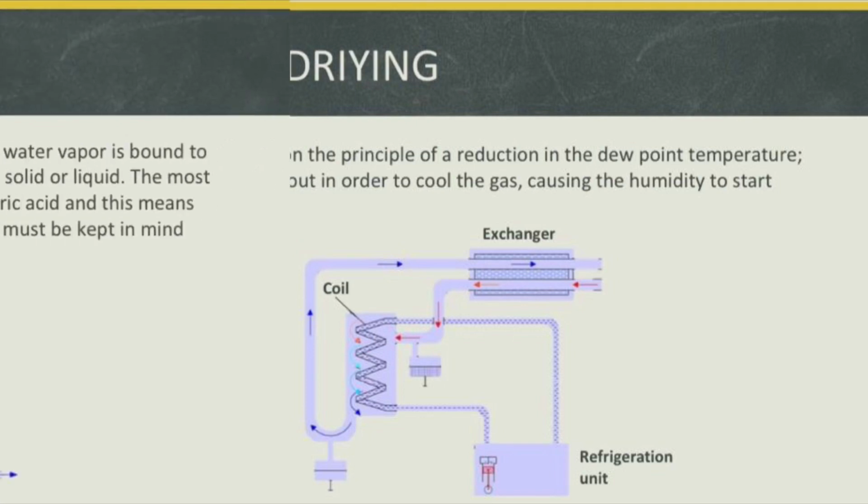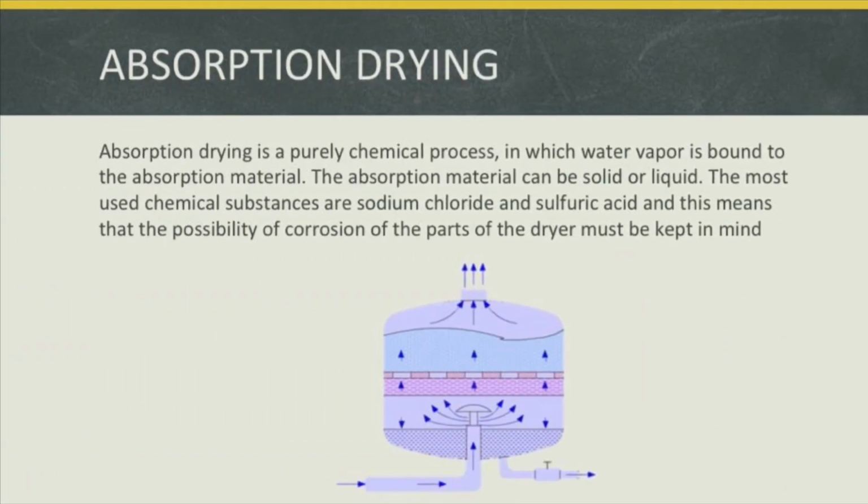The second process is absorption drying. Absorption drying is a purely chemical process in which water vapor is bound to the absorption material. The absorption material can be solid or liquid. The most used chemical substances are sodium chloride and sulfuric acid, and this means that the possibility of corrosion of the parts of the dryer must be kept in mind.